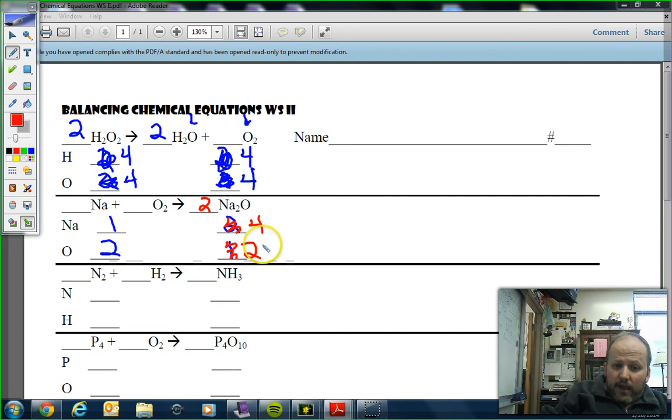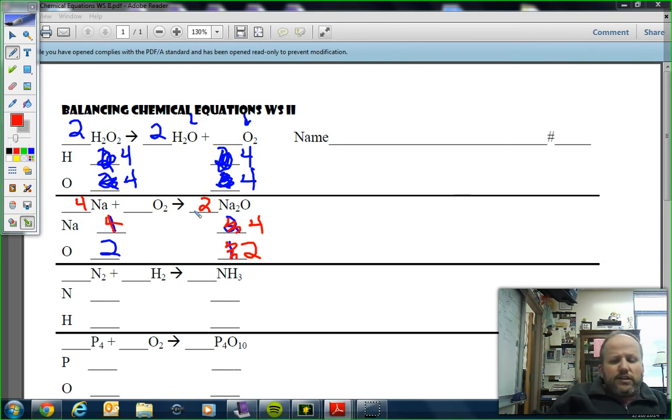Okay, oxygen's balanced now, but sodium is not. But what number can I put out here in front of sodium to make it 4? I can put a 4 here. 4 times 1 is now 4. 4, 1, 2 balances that chemical equation.